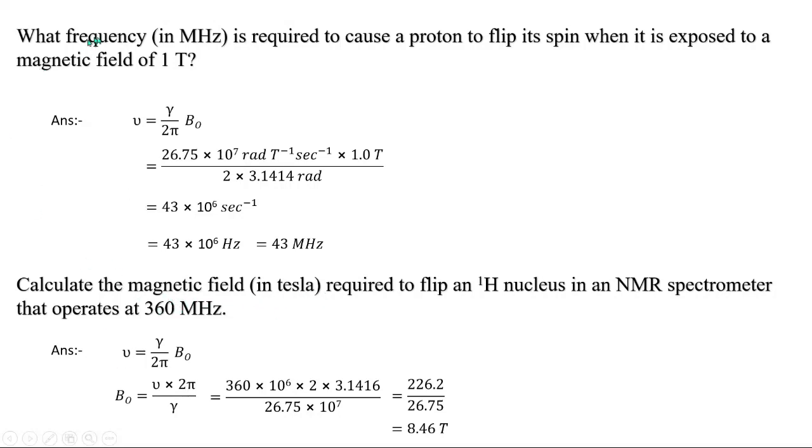In the previous question we had to calculate the frequency, and in this question we have to calculate the magnetic field strength. So B0 equals nu into 2 pi divided by gamma. Putting in all the values, nu is 360 megahertz, mega means 10 to the power 6, so 360 into 10 to the power 6, into 2 pi, divided by gamma, which is 26.75 into 10 to the power 7. This is for the proton 1H nucleus only. For carbon 13, that will be a different value. If you calculate, you will get 8.46 Tesla.